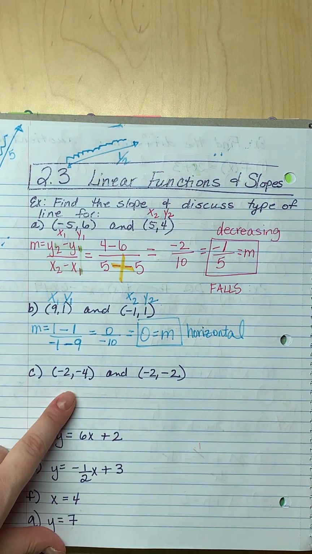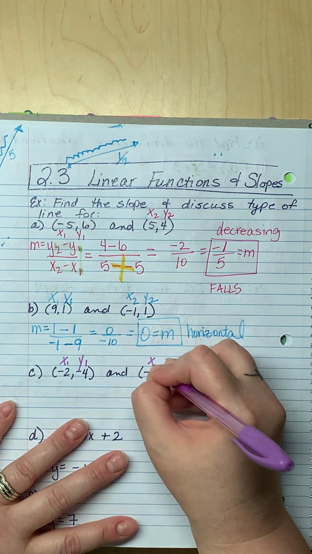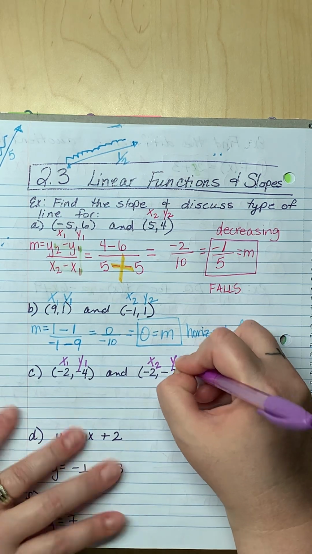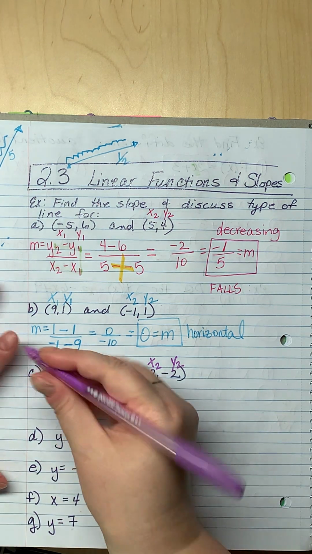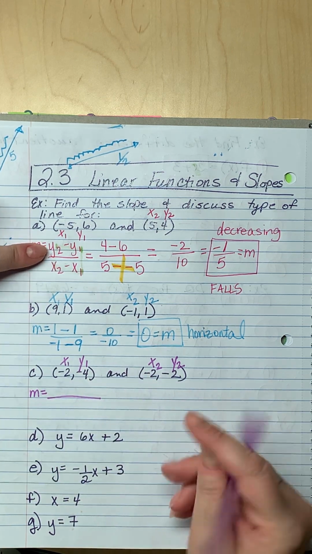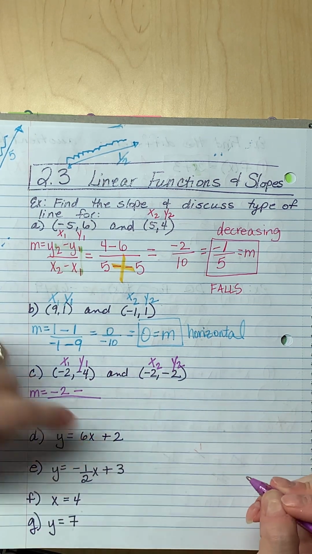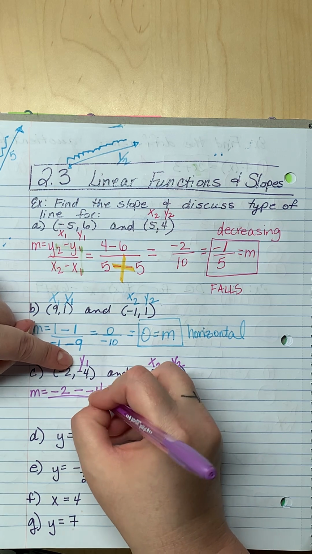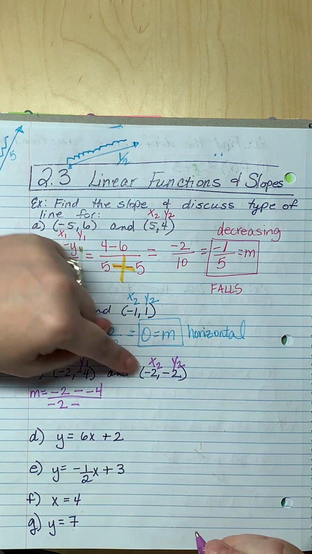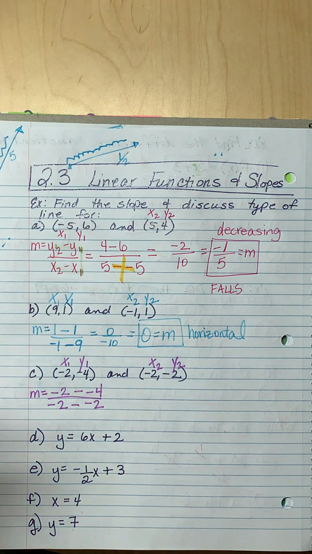Okay, let's look at this next one. First, I'm going to label my points. x1, y1 because it's x and y and it came from the first point. The second one is x2, y2 because it's xy and it came from the second point. Then we're going to plug in our numbers. M equals y2, which is negative 2, minus y1, which is negative 4, all over x2, which is negative 2, minus x1, which is another negative 2. Okay, oh my gosh, I see so many double negatives.